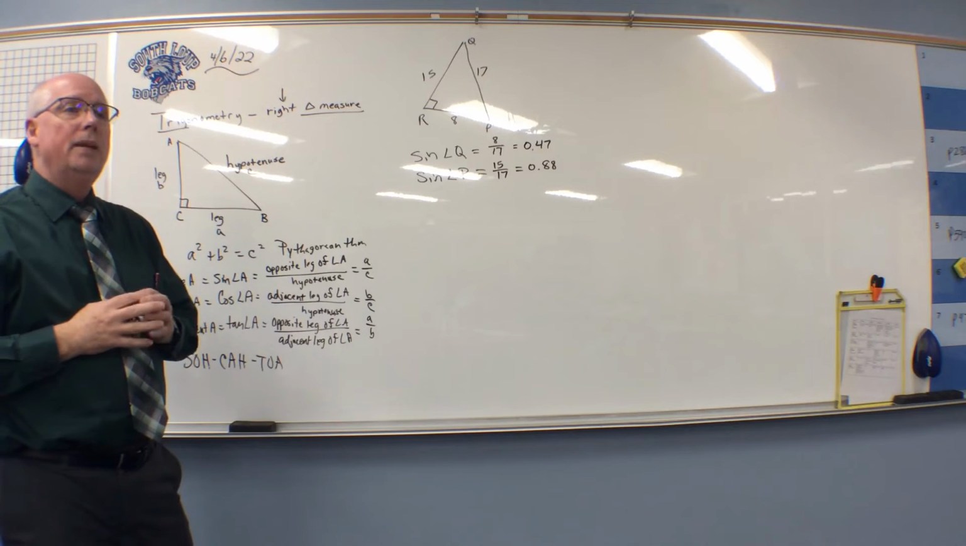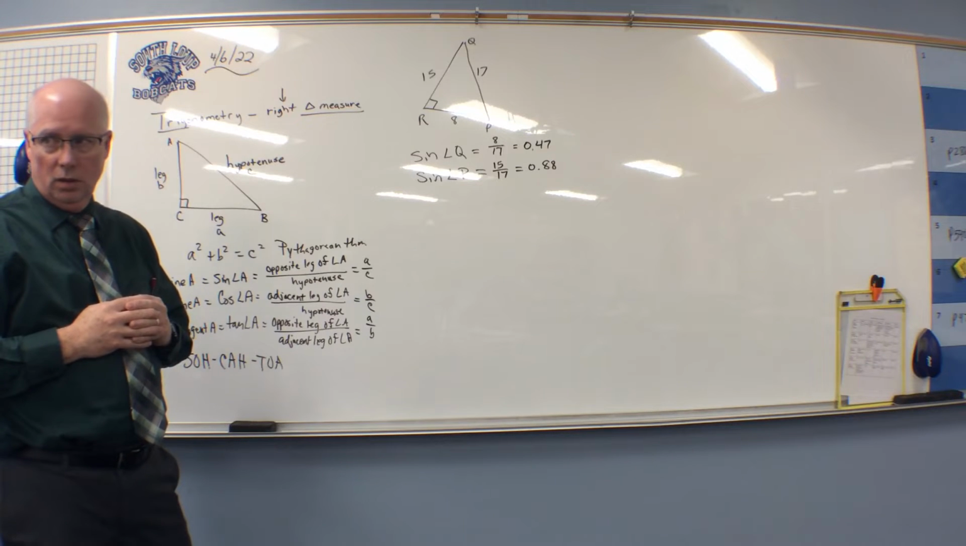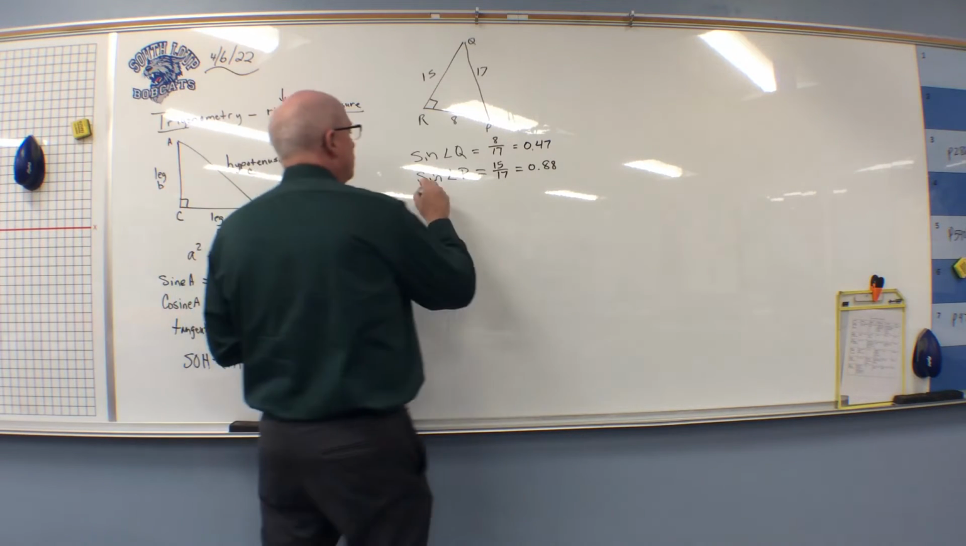Sine and cosine will always be 1 or less. They will never be greater than 1. Okay, tangent will be. So let's do a tangent.